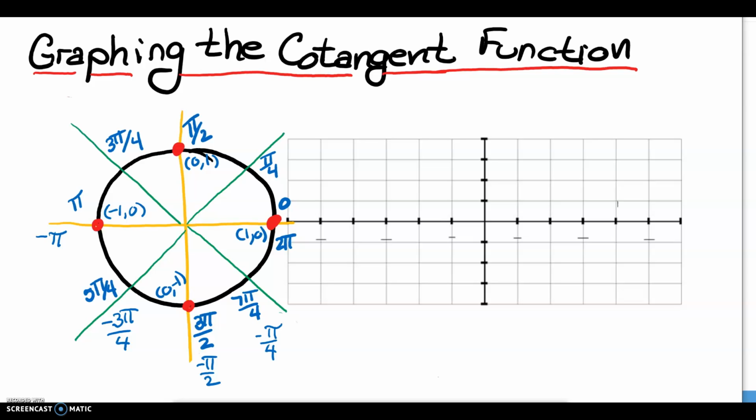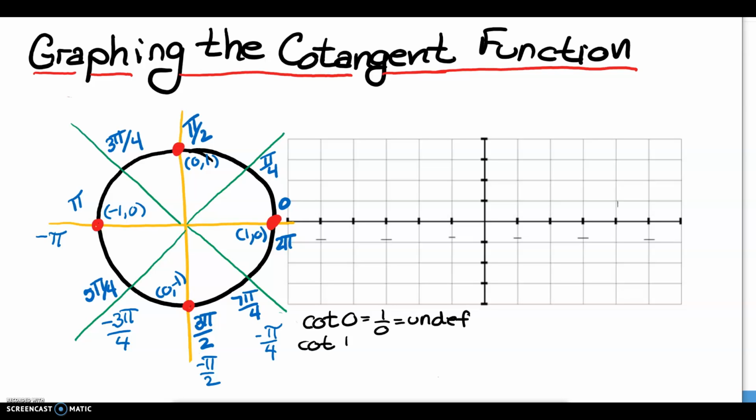In this video, we're going to take a look at graphing the cotangent function. In the last video, we did tangent, and cotangent is similar. So we're going to start off by finding the values of cotangent at the quadrantal angles. So I have the cotangent of 0 radians, and remember cotangent is x over y. So for this one, it's going to be 1 over 0, so that's undefined.